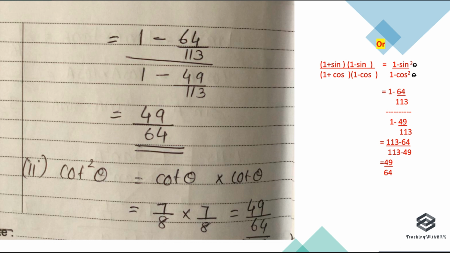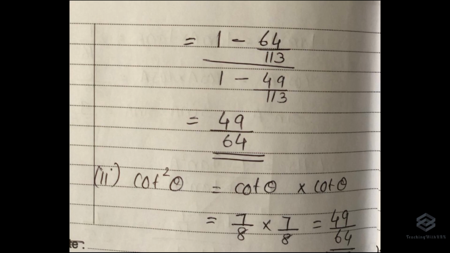Then same, sin square theta is 64 by 113, cos square theta 49 by 113. You will get the same result. Second question, cot square theta. Cot square theta is cot theta into cot theta. Cot theta already given 7 by 8. Substitute that value. 7 by 8 into 7 by 8 equal to 49 by 64.